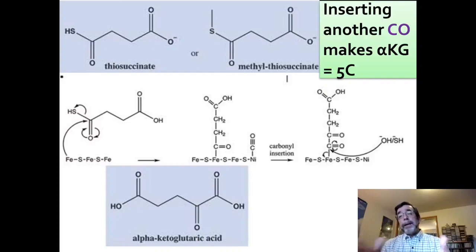So you make a 5-carbon molecule, and lo and behold, if this molecule gets attacked by an alkaline type thing, then you actually end up with an acid group on the end, and you end up with an alpha keto group next to that acid group. 5-carbon molecule, alpha keto group, alpha ketoglutarate. So we have that right there. There's the other carbonyl insertion. There's our little purple CO molecule.